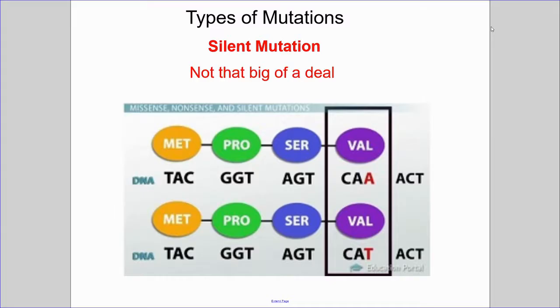A silent mutation, on the other hand, is not that big of a deal. So here we've got a couple of codons. The last one is CAA, which transcribes to valine. If an A gets swapped out for a thymine, adenine to thymine, then the CAT will still code for valine, and so it's not that big of a deal because you get the same amino acid sequence, which means that you have the same protein as well.